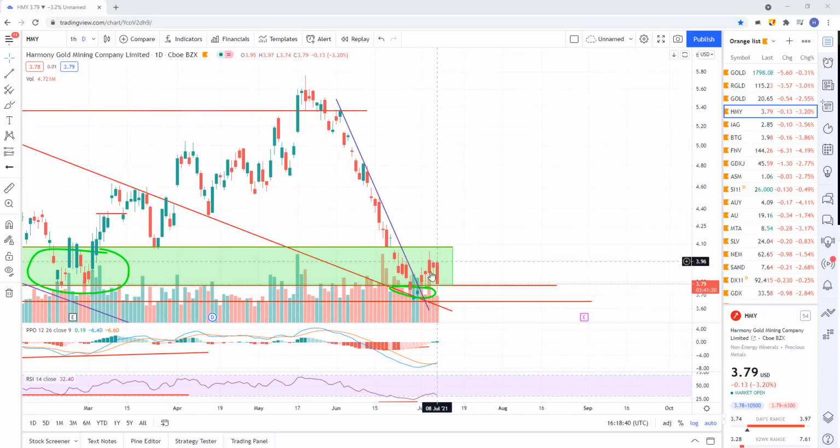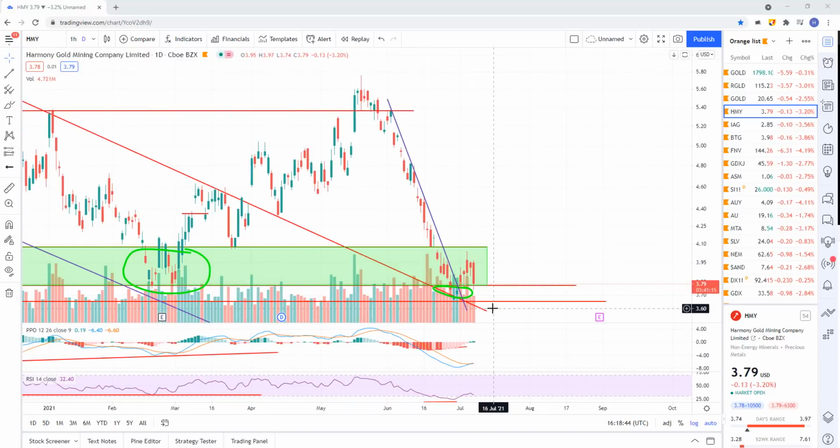Here's another one, HMY falling to major support again today. So HMY looks like a buy. It looks like a long right here. It is sitting right now at about 379, and the major support is about 377.